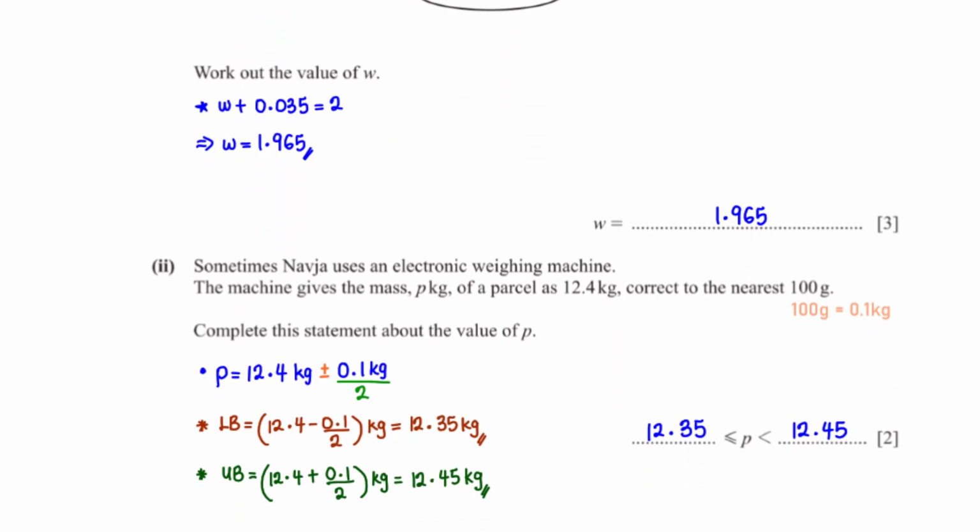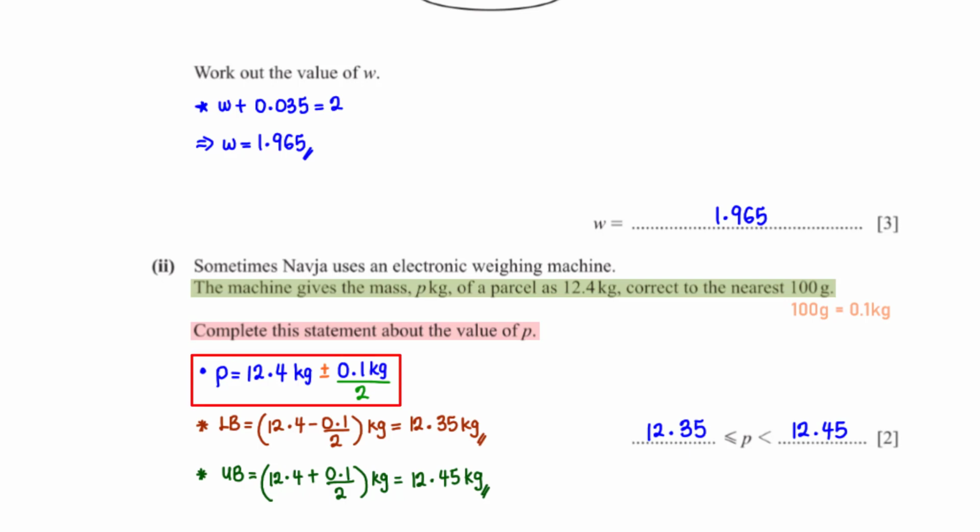Sometimes, Navja uses an electronic weighing machine. The machine gives the mass P kilograms of a parcel as 12.4 kilograms, correct to the nearest 100 grams. Complete the statement about the value of P. To correct the mass P to the nearest 100 grams, we have 12.4 kilograms. Then we bring in plus and minus 100 grams, which is 0.1 kilograms. Then we divide 0.1 kilograms by 2.